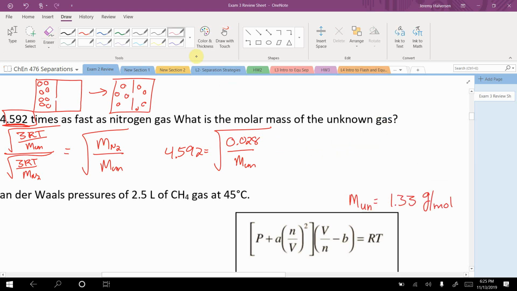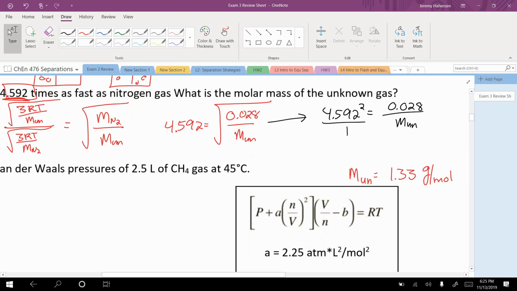So this becomes 4.592 squared equals 0.028 over the mass of my unknown. So then I kind of do a cross multiplication thing. You can think of this over 1 if you want. And so then I get that the mass of my unknown equals 0.028 over 4.592 squared. And I got 1.33 grams per mole.